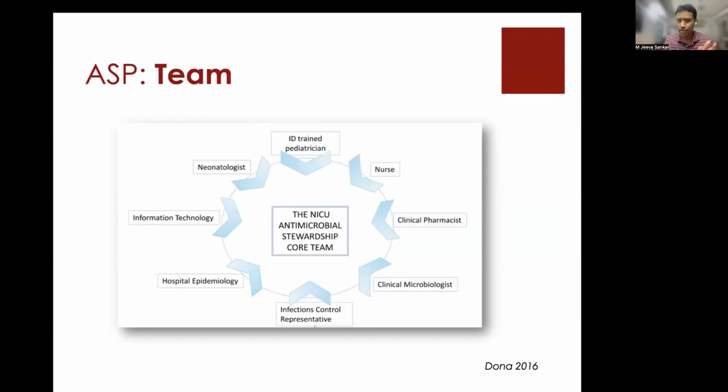These are the broad team members you need if you can, but in India it's not so easy to get an infectious disease trained pediatrician. But now there are some DM programs coming up on infectious disease, so we might have them in a few years' time. There are some hospitals that do have infectious disease, but I believe that's not mandatory. A neonatologist with good knowledge of sepsis and antibiotic therapy is more than enough.